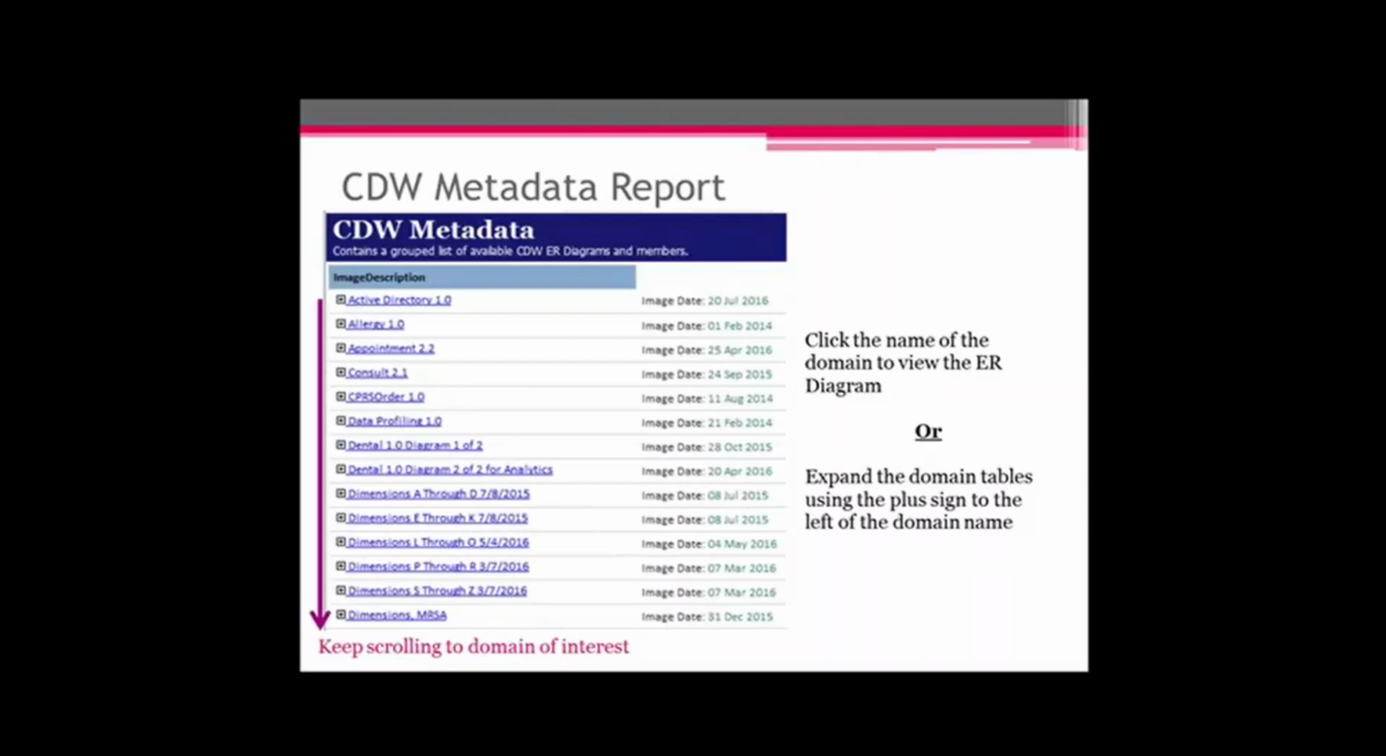Now when you're here, you have two different options of different kinds of information that may be useful to you. The first would be to click on the name of the domain itself, and that will open up what is referred to as an entity relationship diagram, or ER diagram, which is a picture of the tables and their connections, and we'll take a look at that in a second. Or you can press the plus sign just to the left of the domain name to expand the information so that you can see the list of tables inside there, and then I'll show you can step down, drilling into the column and its definition as well after you press that plus sign.